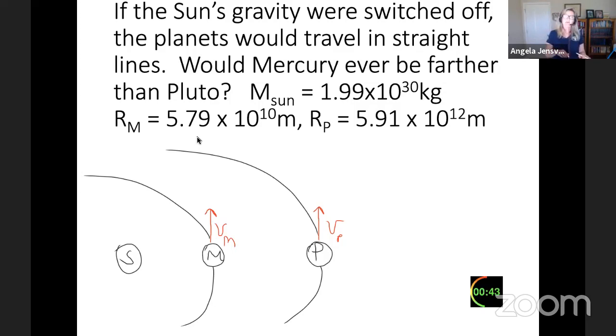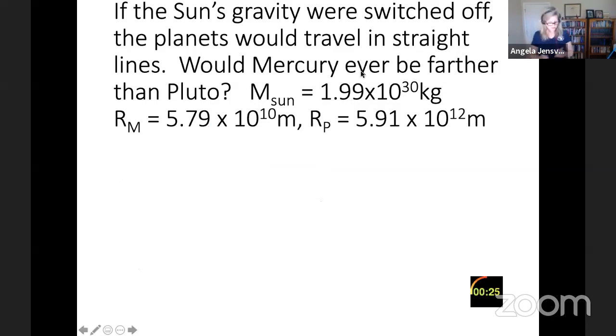If the sun stopped pulling on these things, Mercury would continue in this way, Pluto would continue in this way. They would just stay in a straight line at constant speed. So I think what we need to do is figure out how fast these two planetary objects are moving, and then we can see who's going to win the race. The orbital speed of Mercury is the square root of G times the mass of the sun divided by the orbital radius of Mercury. Remember, the mass, when we derived it, is the mass of the object that's being orbited. So let's plug that in.